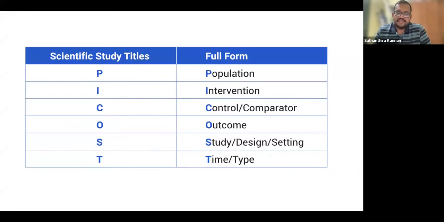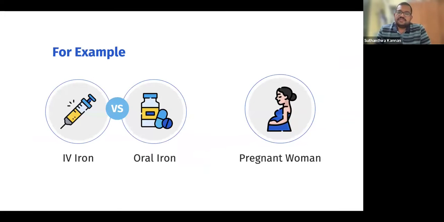That format is called the PICOST format. PICOST is P for population, I for intervention, C for control or comparator, O for outcome, S for study design and setting, T for time and type. So, for example, anybody can put in the chat box, what is the research title in that? Anybody can try.